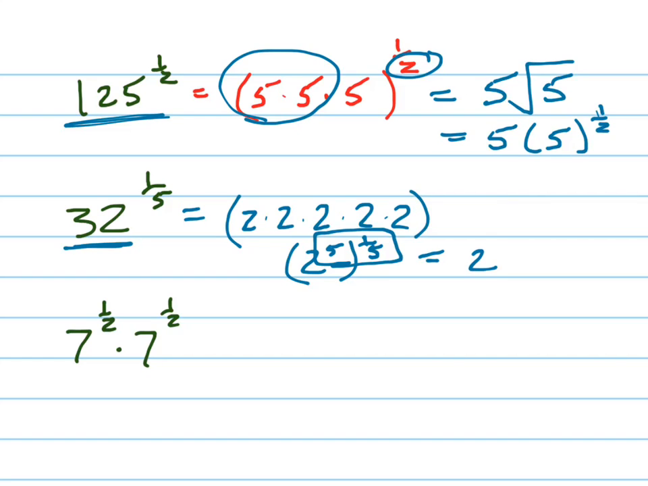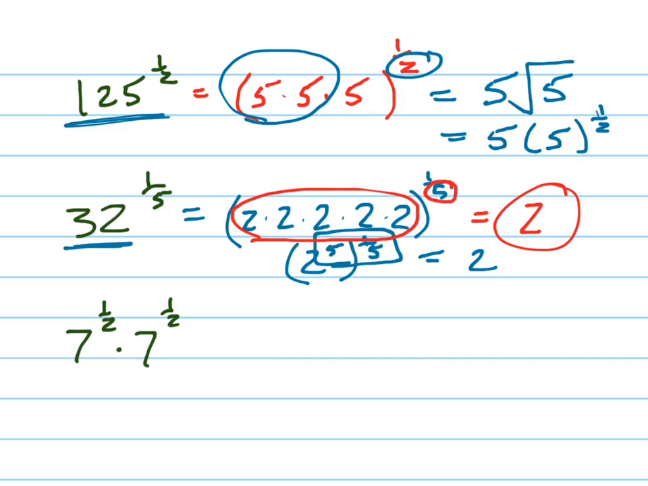How I like to think about it is I write it out and I look for that right there. Oh, let me change to red. That tells me that I need 5 of the same factor for it to break jail. And there they are. There are 5 2s there. So one 2 comes out and nothing stays in. So 32 to the 1/5 power is equal to 2.